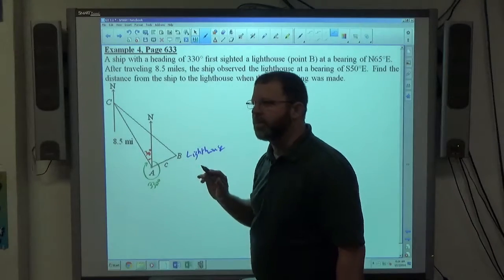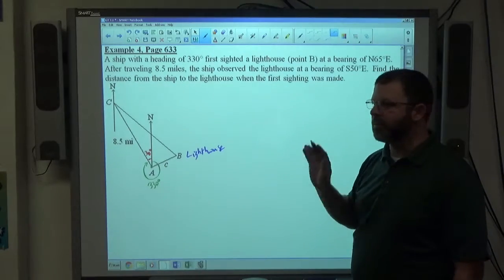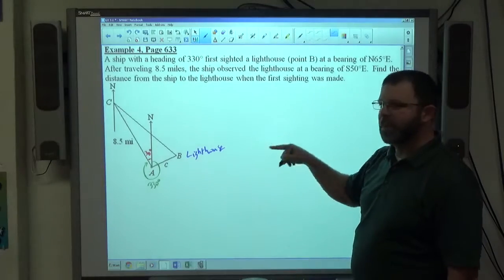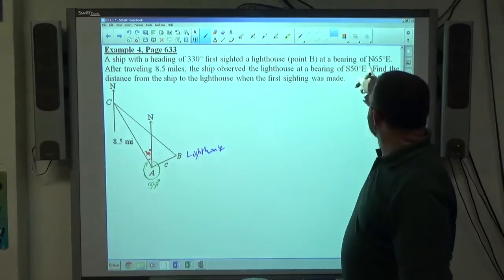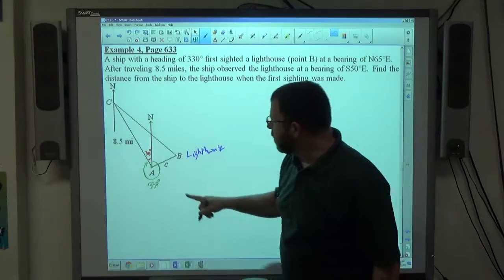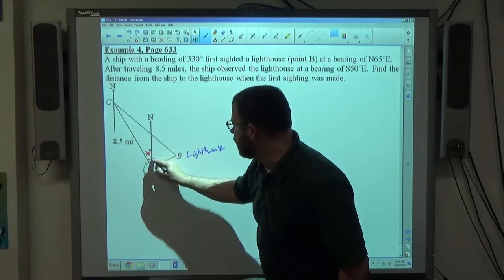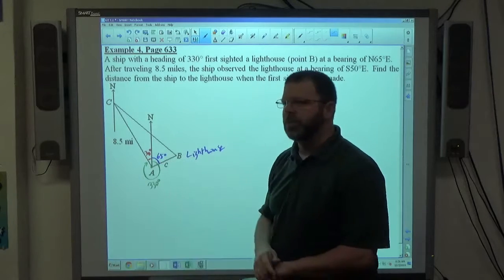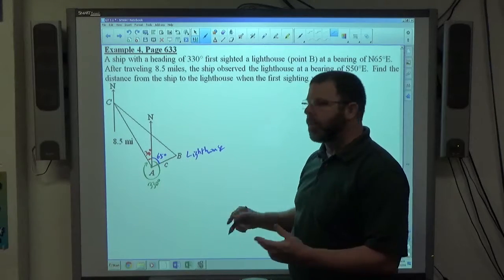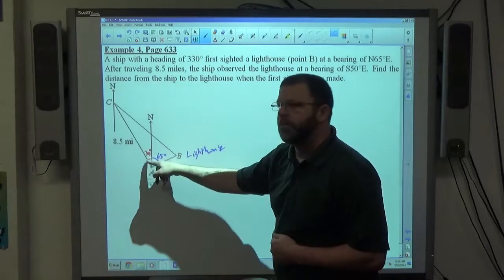You do have to describe these things. I had students have lighthouses moving fast, so just be careful of that. The lighthouse is stationary. All right, so point B is where the lighthouse is. They spotted it at a bearing of north 65 degrees east. So look up north and then go 65 degrees to the east. That means that angle right there is 65, which now allows me to determine that the entire angle down there in the corner is going to be 95 degrees.